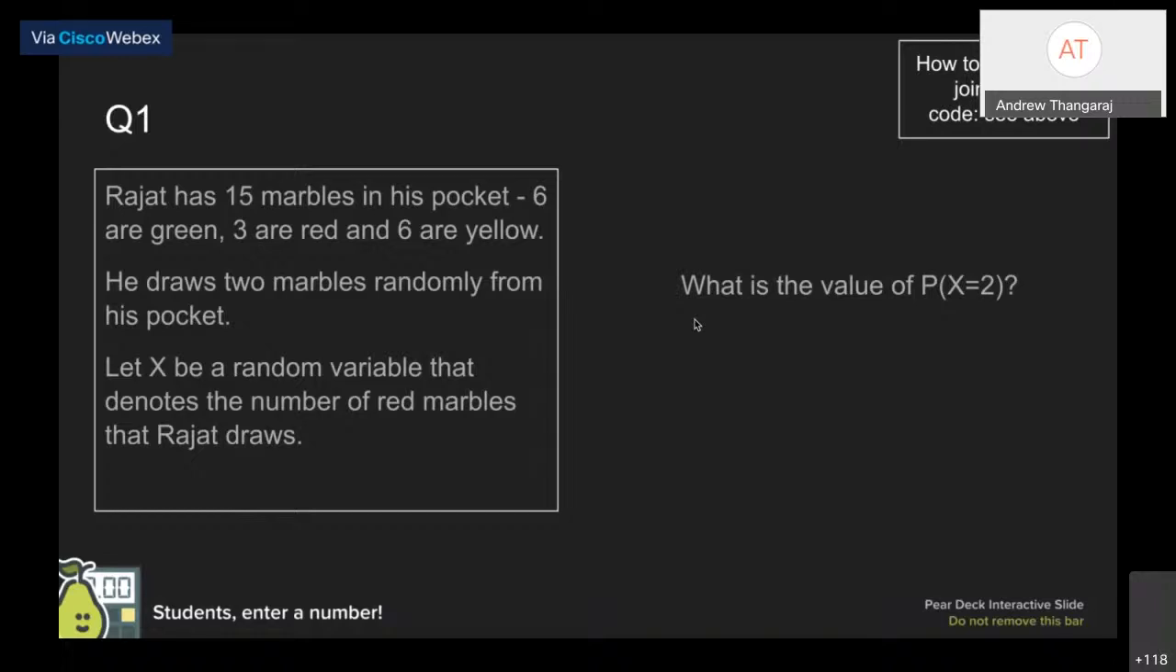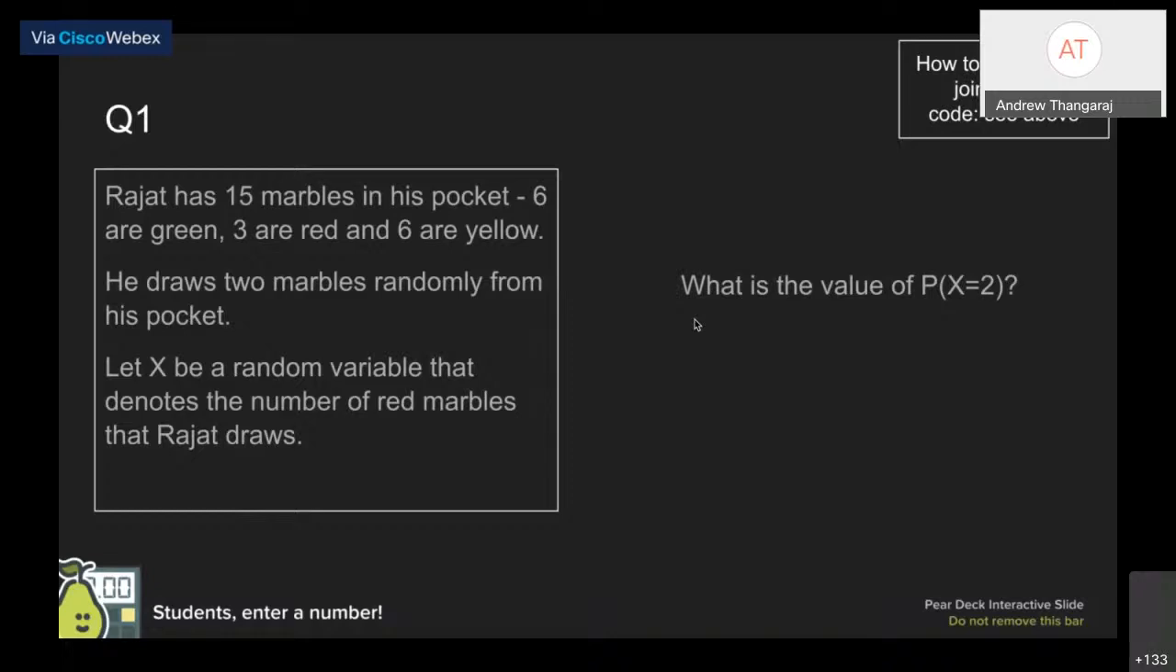Basically, Rajat has 15 marbles: 6 are green, 3 are red, and 6 are yellow. The experiment he does in this setting is he picks 2 marbles randomly from his pocket. This word randomly suggests a uniform distribution, so any pair of marbles from this set of 15 is equally likely to come out in this experiment.